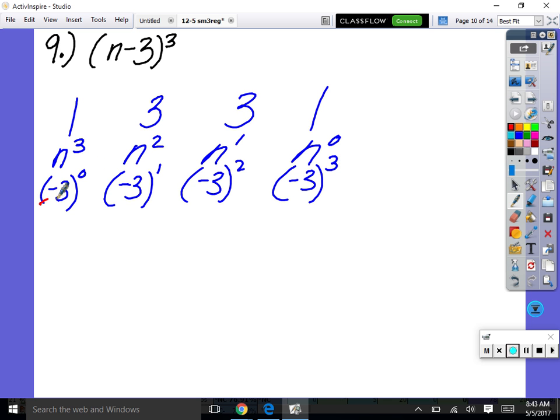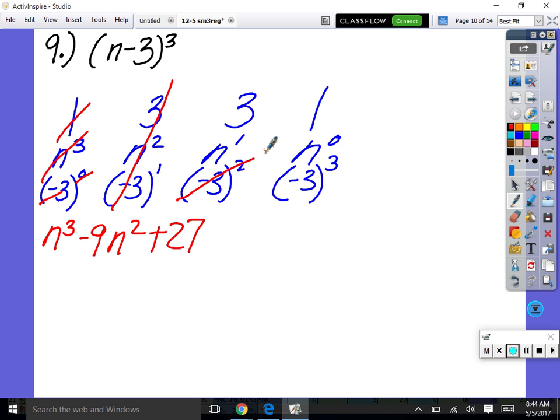So right here I have 1 times n cubed, which is n cubed. Now does everybody agree? Look at this next one. Negative 3 to the first. Isn't that negative 3? Negative 3 times 3 is negative 9. So I'll have minus 9n squared. Now look right here. I've got to be so careful because negative 3 squared is positive 9. Positive 9 times positive 3 is positive 27. And then we have our n as well. Everybody see what I did? And then look, negative 3 to the third power is negative 27. Negative 27 times 1 is negative 27.